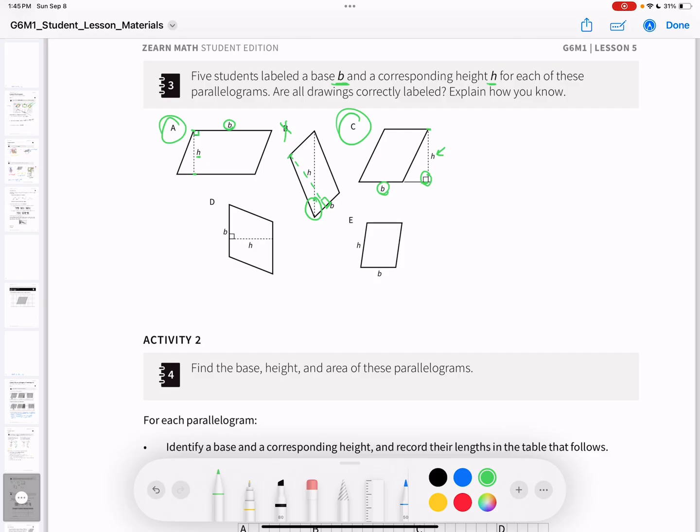Let's look at D. D has this side as the base. The height here goes from one parallel side to the other, and it comes in at a 90-degree angle. So D is also correct. E, we have one side as the base, which is fine. This height is another side, but it does not hit the base at a 90-degree angle. We would have had to have the height come down like this at a 90-degree angle. So E is not correct.